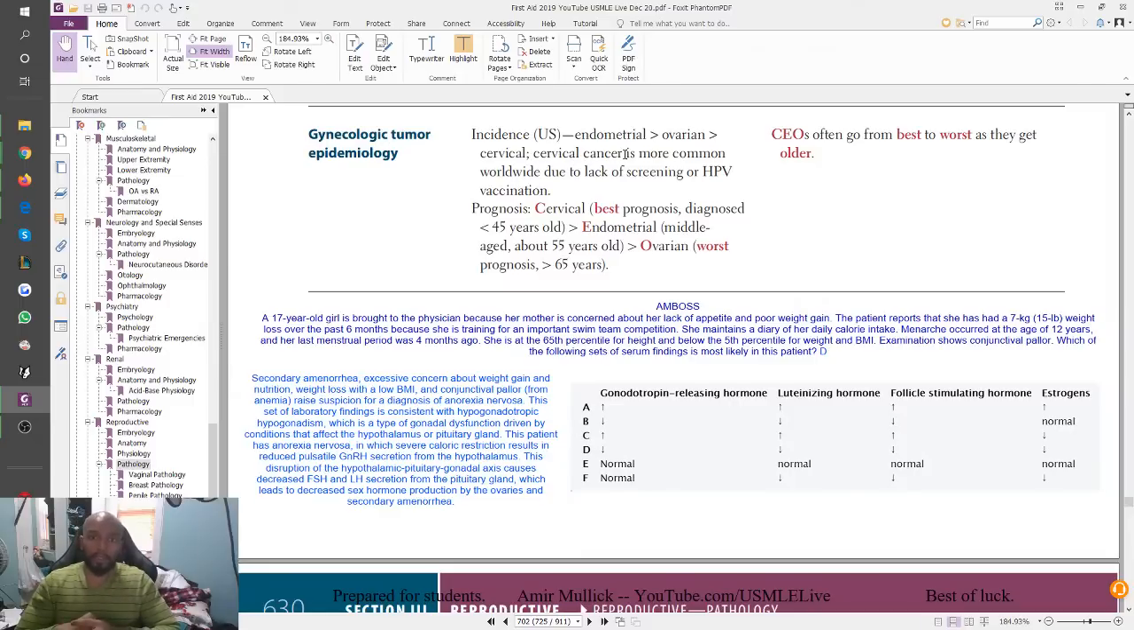So ovarian cancer is the second highest incidence, and cervical is lowest because we have a lot of preventative care. So it's not so hard to memorize this part, and it's definitely worth knowing. And then on the bottom, we have a little question leading us up to stuff we're going to be looking at. So this one's from Amboss.